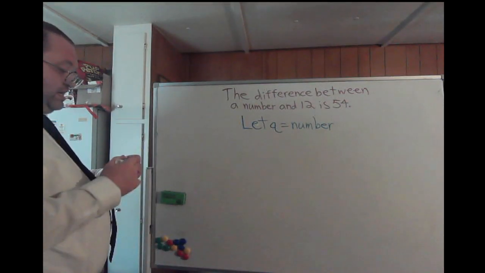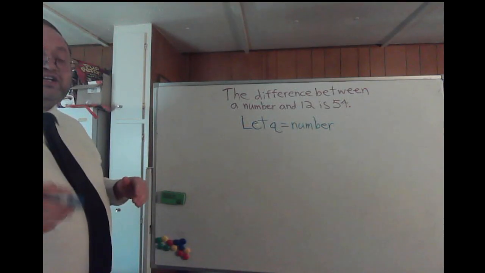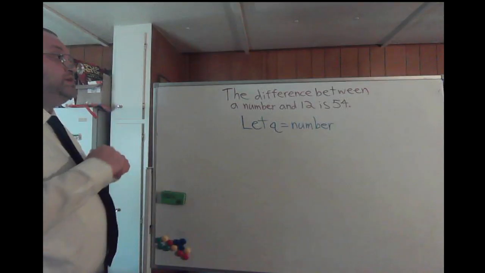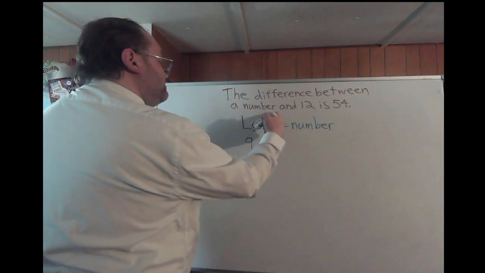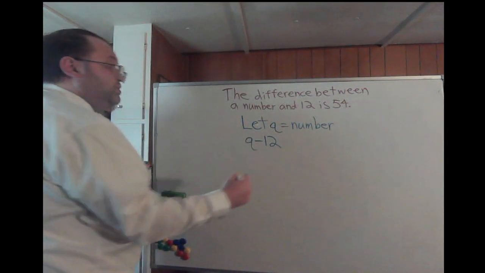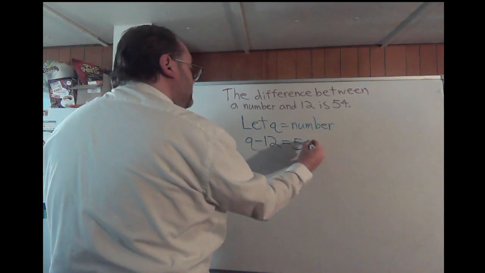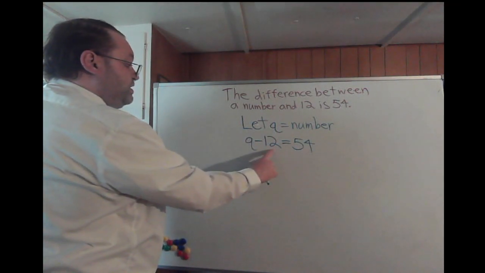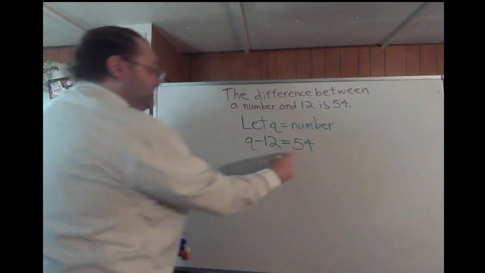Now, the difference between a number and 12 is 54. Difference means subtraction. Whenever you take the difference of two numbers, that's a subtraction problem. So you'll have the difference between the number and 12, so that's that number minus 12 is, which means equal to 54. So that's that number minus 12 is 54.